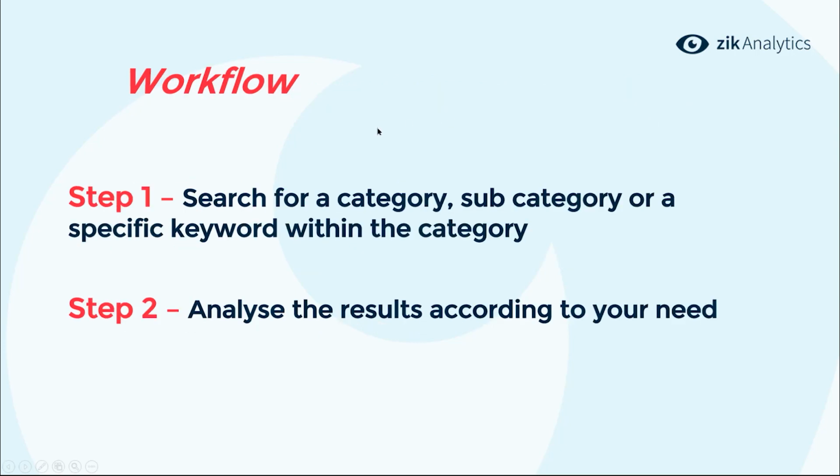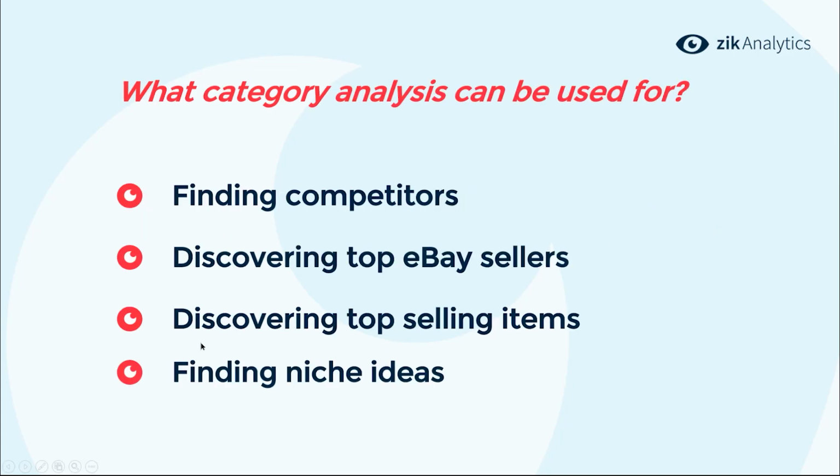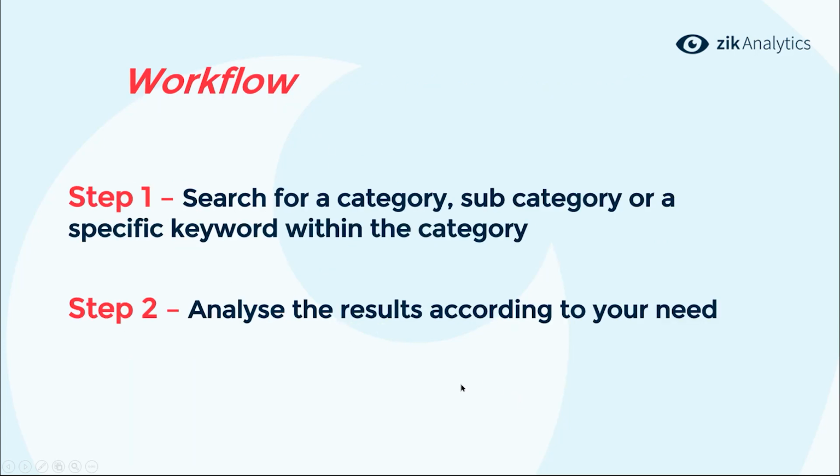Now, what is the workflow of the category research? So before I jump in and share my screen and show you how I do category analysis using ZIK Analytics and how I basically use the category analysis for all these different use cases, let me just explain you the workflow. So step number 1, you will open the category research and you search for category, subcategory, or specific keyword within the category. You'll choose it, you will click search. Once you click search, a couple seconds later, the result will load, and in step number 2, you will analyze the results according to your need.